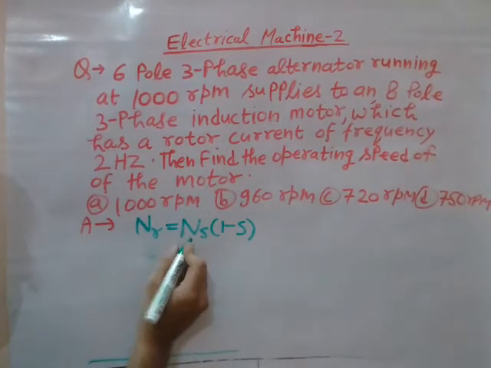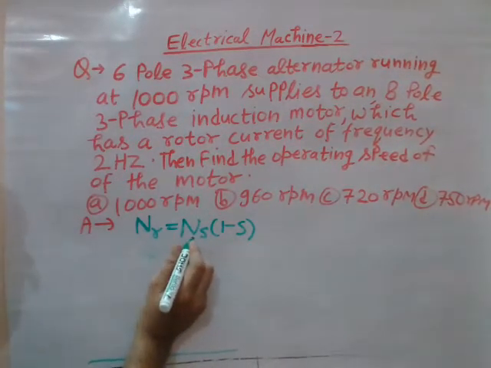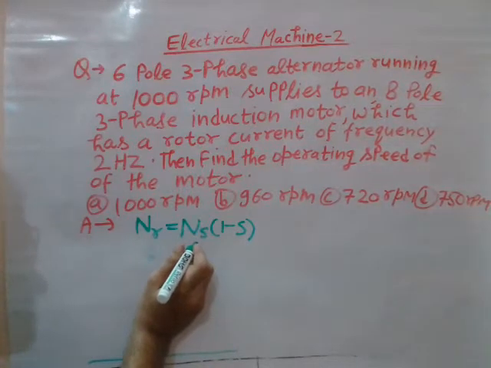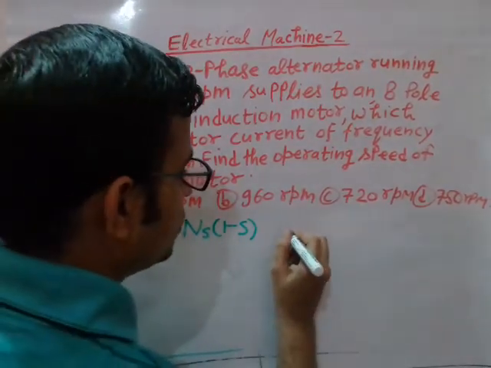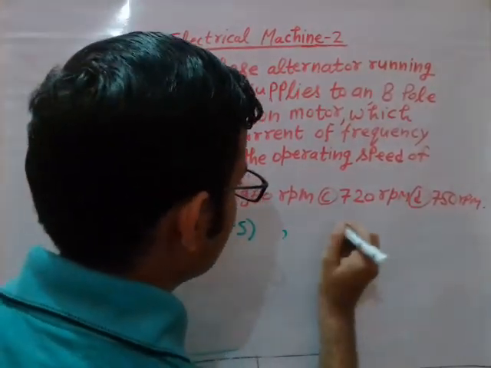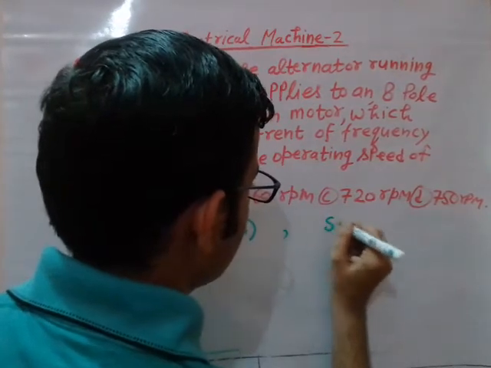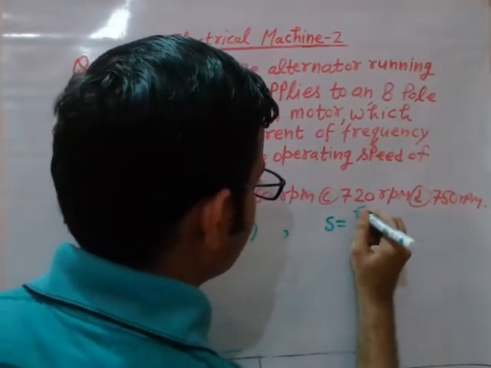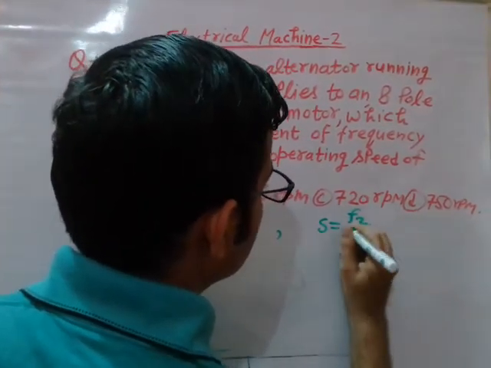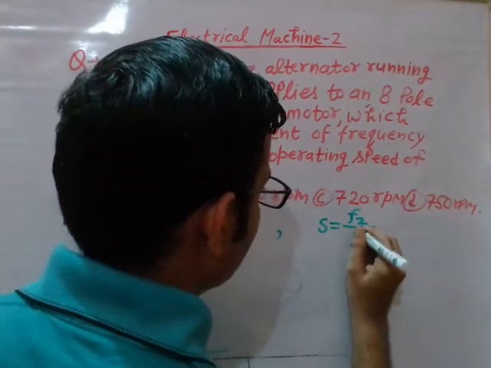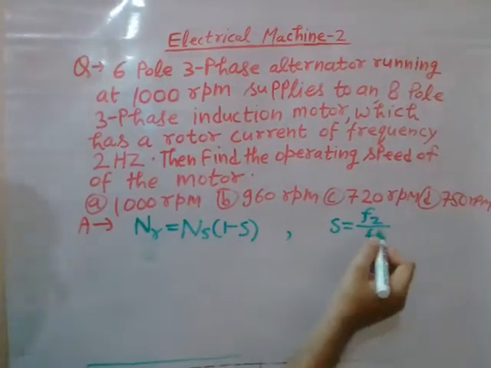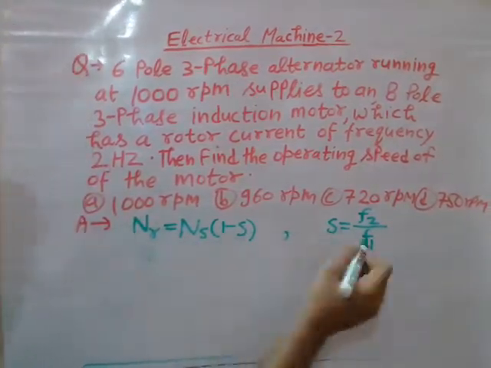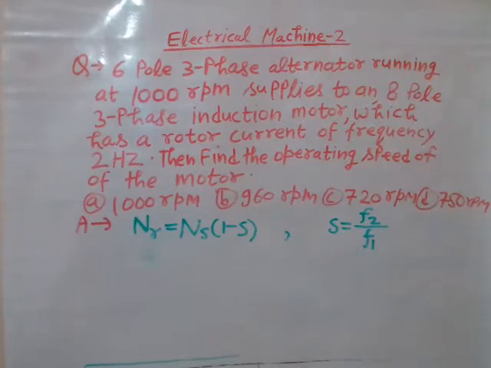NS is the synchronous speed. At the synchronous speed, your stator magnetic field is rotating in the air gap. S is the operating slip of the induction motor. Now the slip of the induction motor is given by S is equal to the rotor frequency, let me call this F2, divided by the applied frequency to the stator, that is F1. So these two formulas belong to the induction motor.